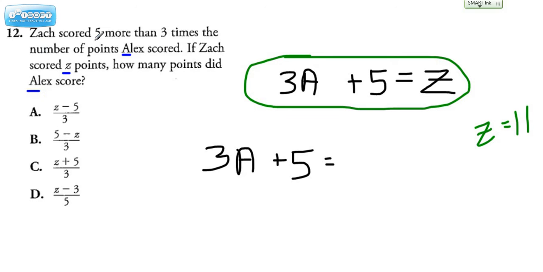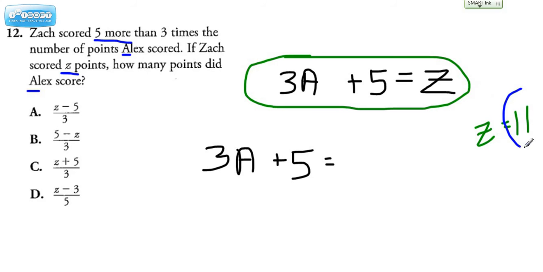So you would first need to take all these little nuggets and think about what that might look like as an equation. If he scored 5 more, that means we're adding 5, then 3 times the number of points Alex scored, so that would look like this. Whatever Alex scored, if we multiply it by 3 and then add 5, then we get Zach's score. So they want to know if Zach scored Z points.